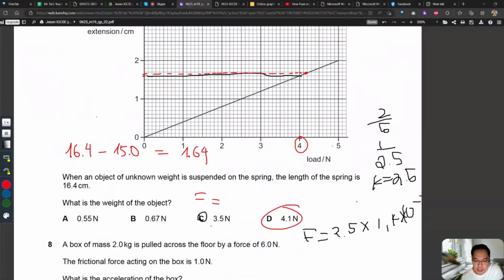Well, why did 5 come out? Huh? There was another answer of 3.5 when we calculated with the gradient, huh?